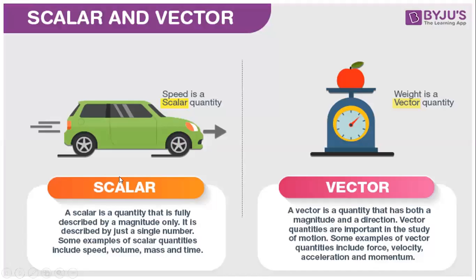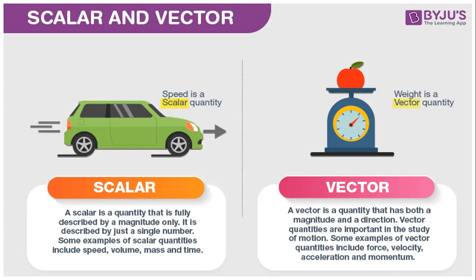Now, speed is an example of a scalar quantity, but why? Weight is an example of a vector quantity. A scalar quantity is basically a quantity that is fully described by a magnitude only. And what we really mean by magnitude, we mean size. So a scalar quantity has size only. It is described by just a single number. Some examples of scalar quantities include your speed, volume, mass, and time. So for short, scalar quantities are quantities that have only size. So there is no direction involved.